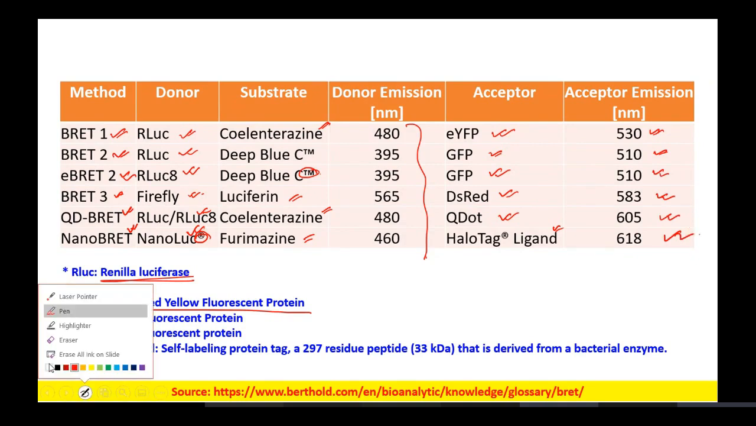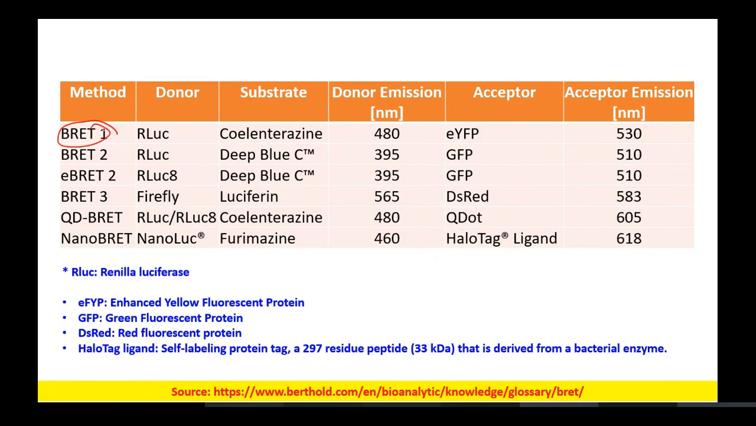One important point is that when you are using BRET 1, the most conventional method, if you look at the donor emission and the acceptor emission, there is hardly a 50 nanometer difference in the wavelength. So if you do not use very good quality optics, there are chances of crosstalk between the donor emission and the acceptor emission. Okay. So you have to use very high quality optics for this.